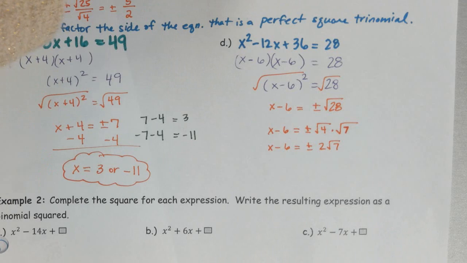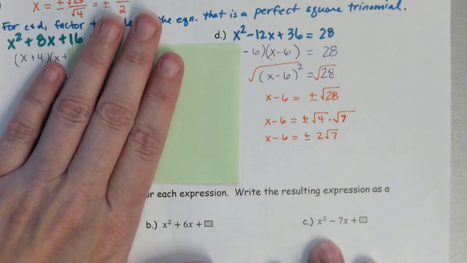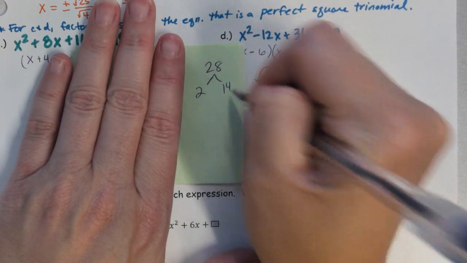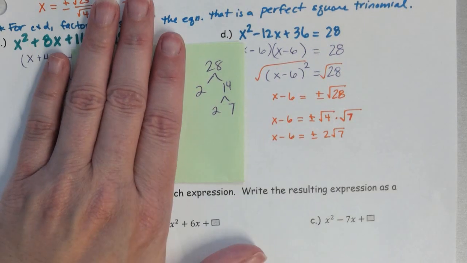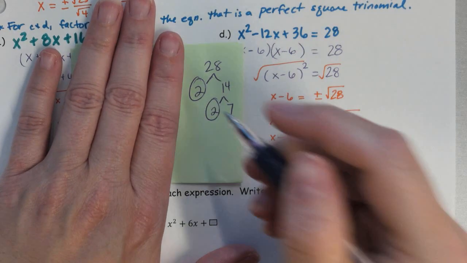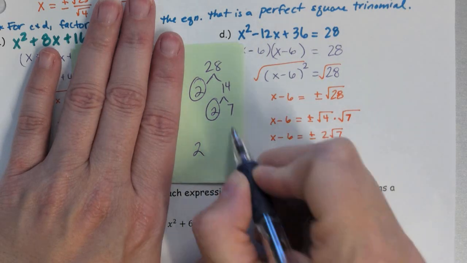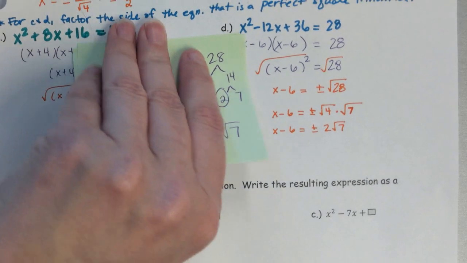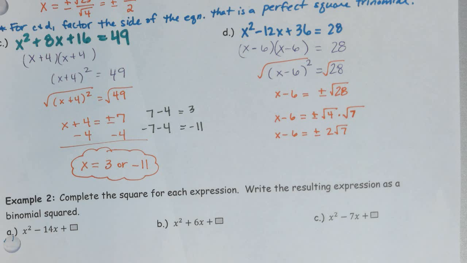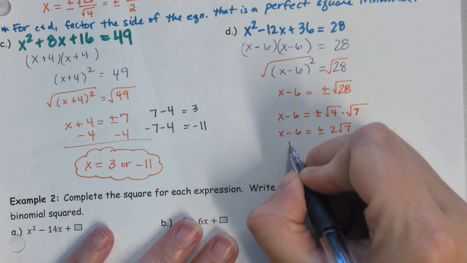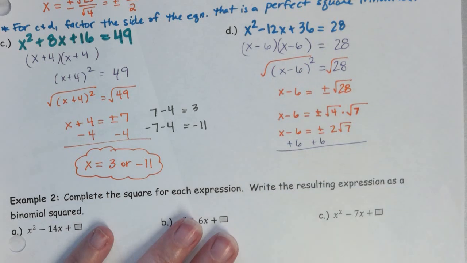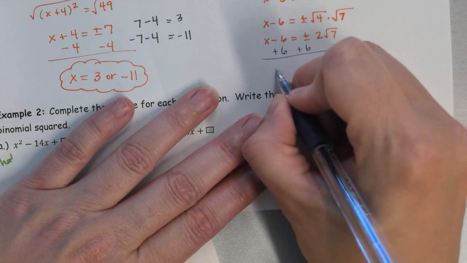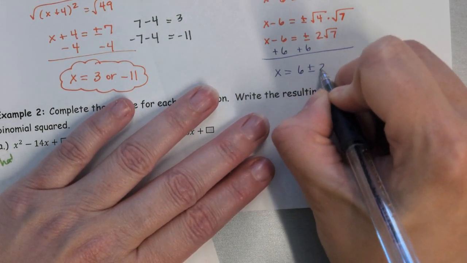If you are using your factor tree, I will show you how to do that as well. With 28, you split it up into 2 and 14. That becomes 2 and 7. You can't break them down anymore. Once there's a pair, that goes on the outside, and 7 is the only thing left, so 2 root 7. Now for this one, because you have the radical, we are not going to just add these together. What we're going to do is add 6 to both sides. And our final answer is going to be written as x equals 6 plus or minus 2 root 7.